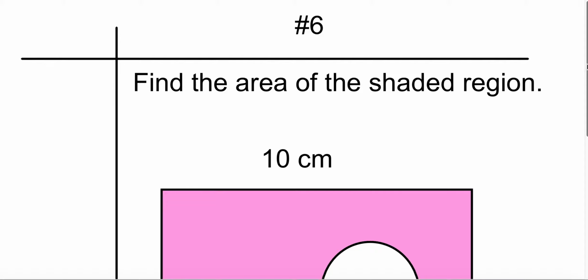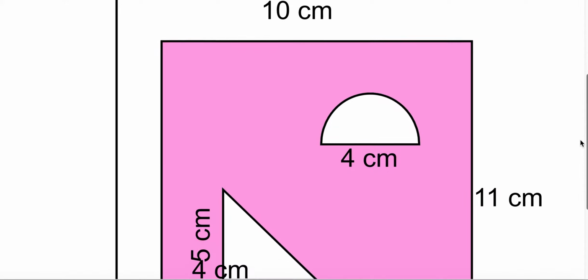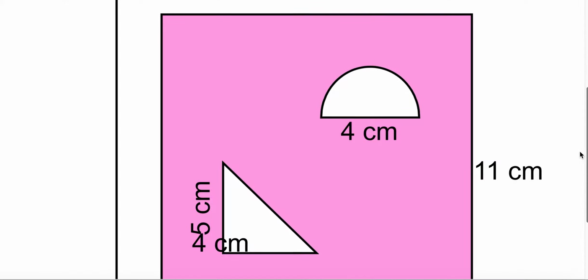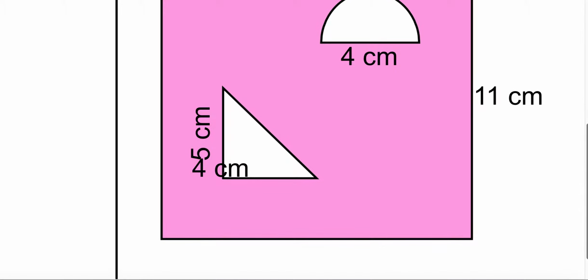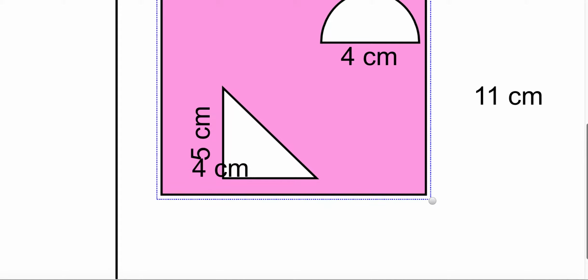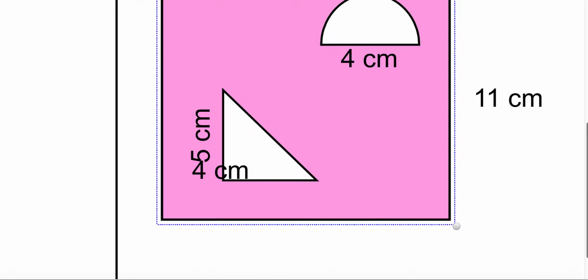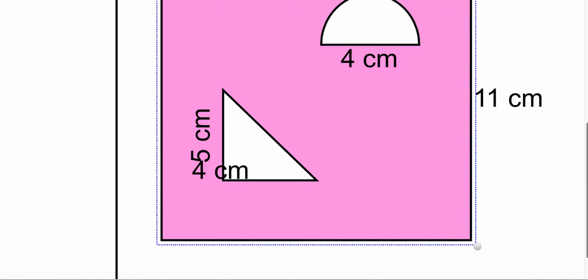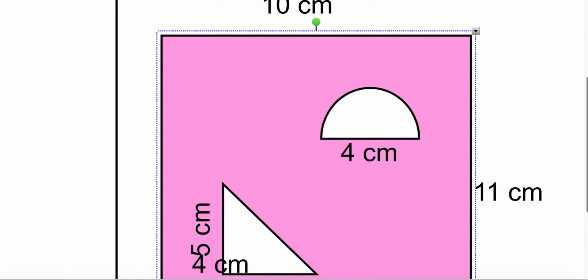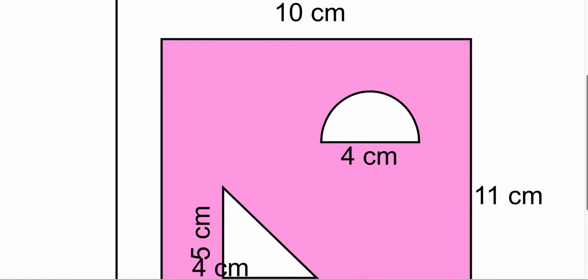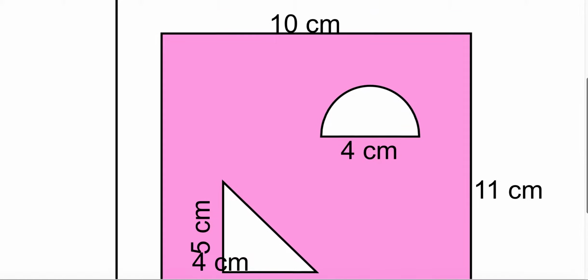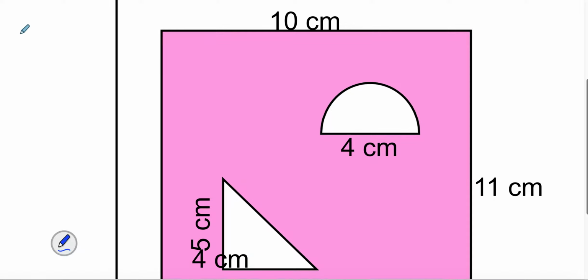Alright, same idea for this problem, except you have two different shaped pieces inside here. You have a semicircle and you have a triangle. So what I have to do here first is find the area of this larger section and subtract those two smaller sections. Go ahead and hit pause and come up with your answer.